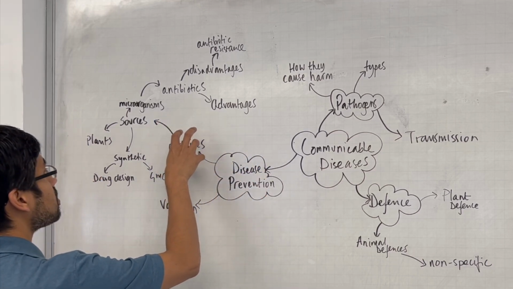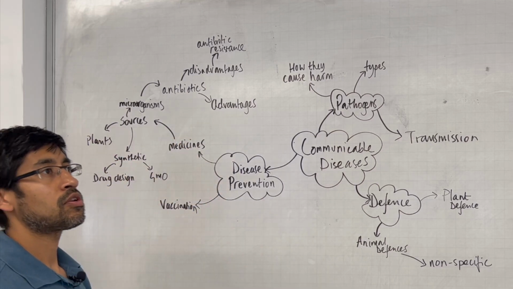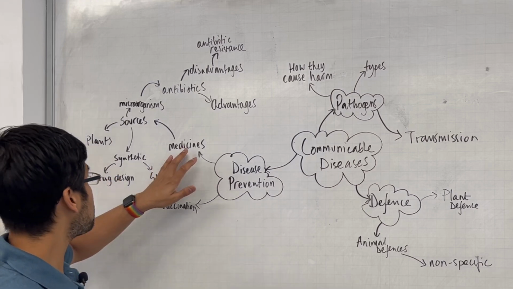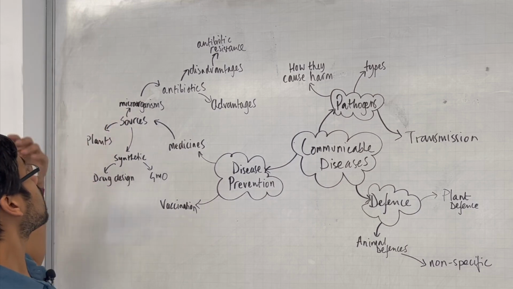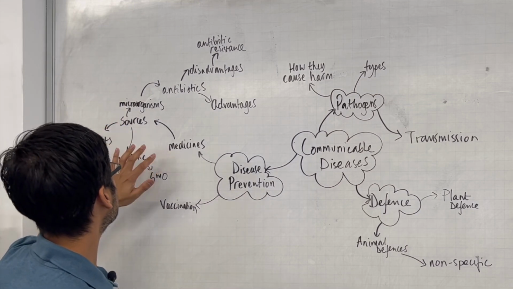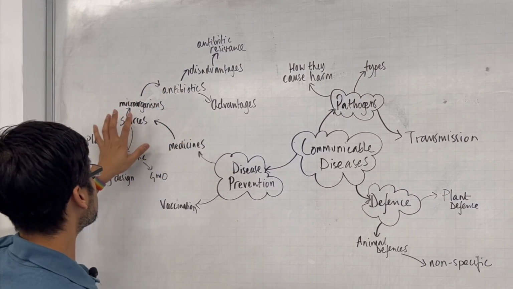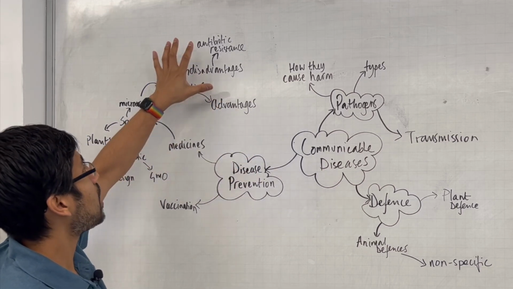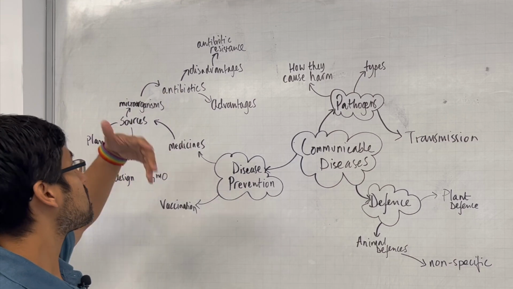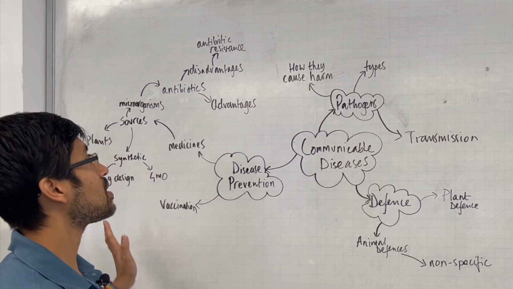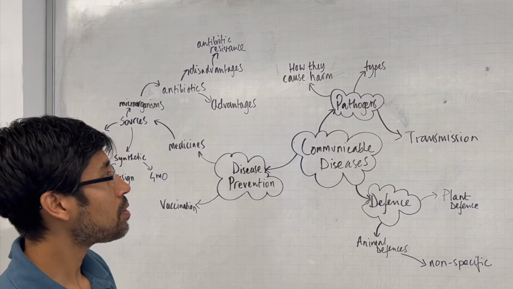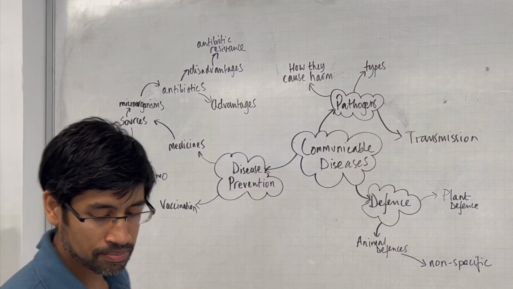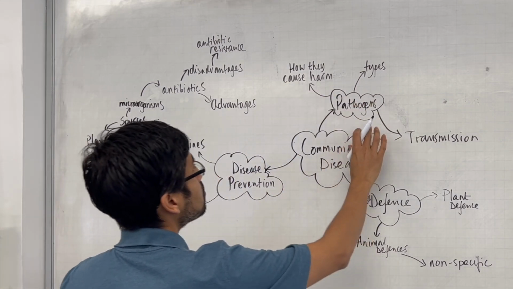So treatments include medicines, and medicines can have different sources and their advantages and different disadvantages. And then of all the different types of medicines we can have, we focus on antibiotics, and how there is this phenomenon of antibiotic resistance, and that takes us to the end of the topic. All right, so with that done, let's get into the detail of this stuff. We begin with communicable diseases and pathogens.